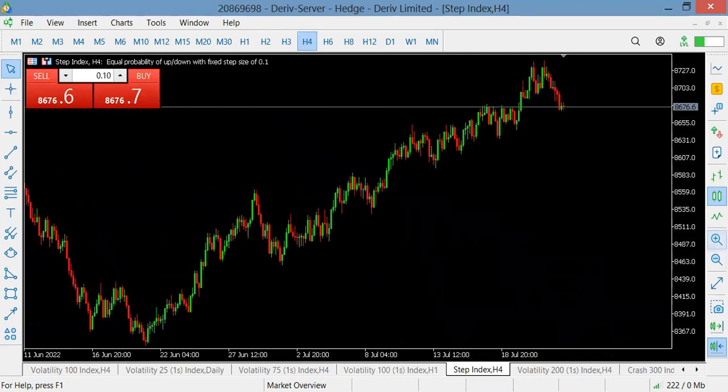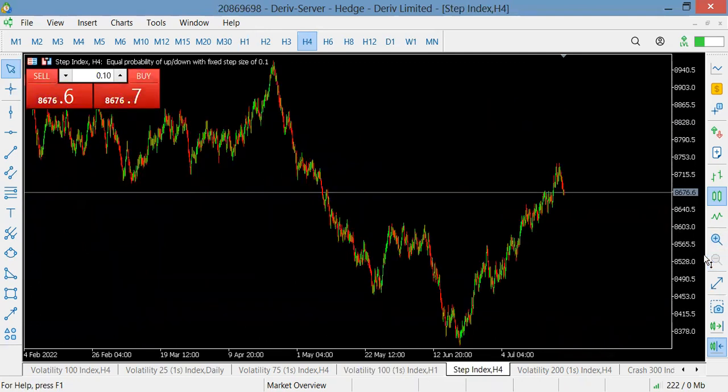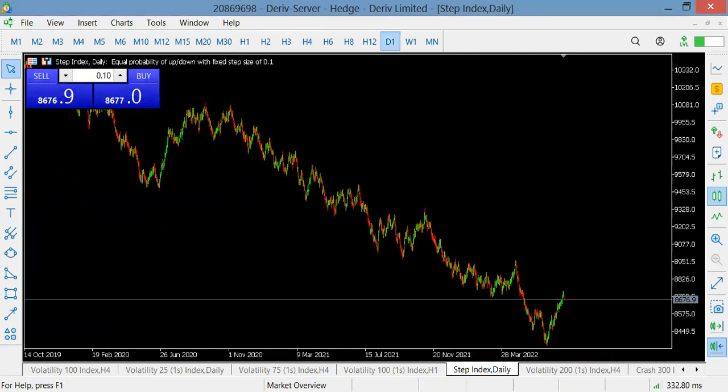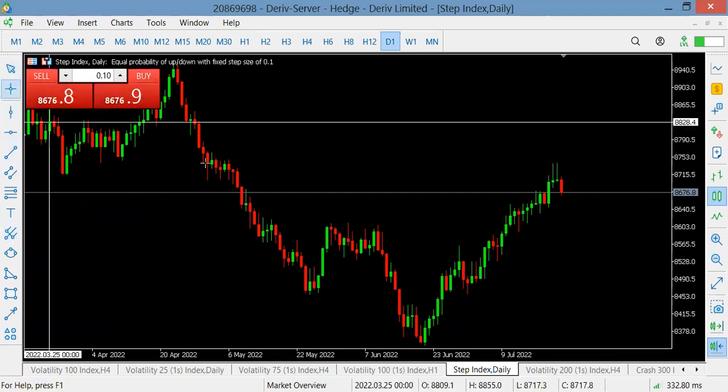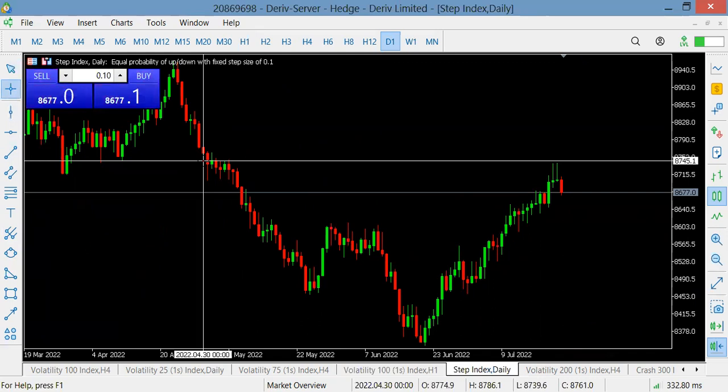So in my previous video, I stated categorically that, I should say VIX, Step Index is actually on a very, very massive bullish run. Everything Step Index is doing right now is just a minor push to the downside. Overall, Step Index is bullish.